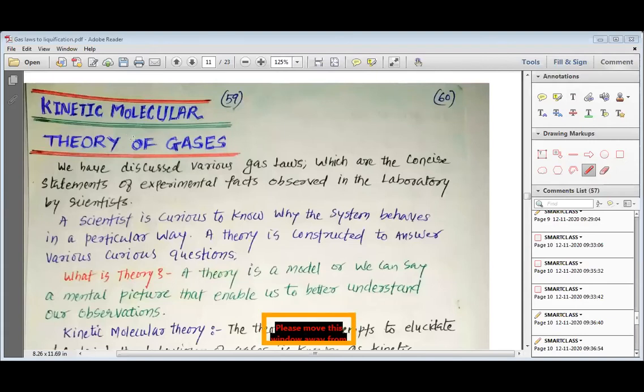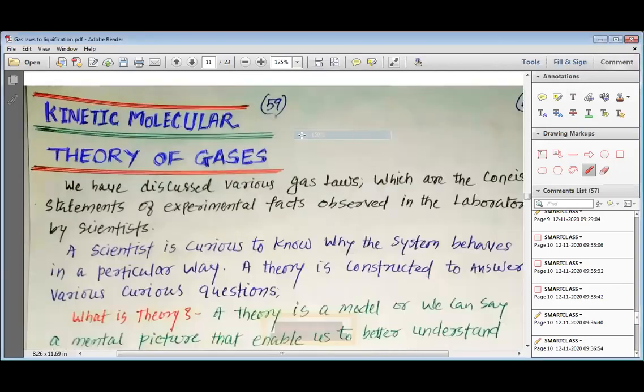Let's move to the next topic. The new topic for us is the kinetic molecular theory of gases. Let us pay attention to the kinetic molecular theory of gases. This is the new topic that we are going to study now.